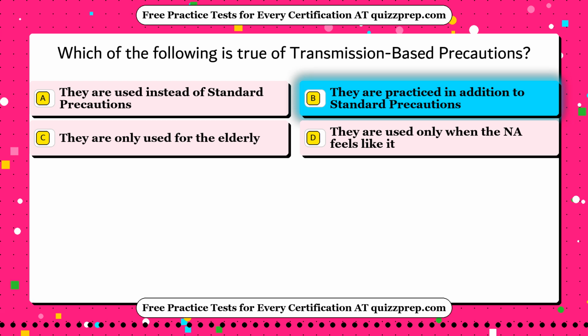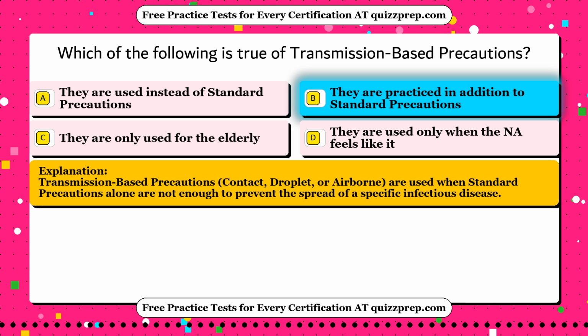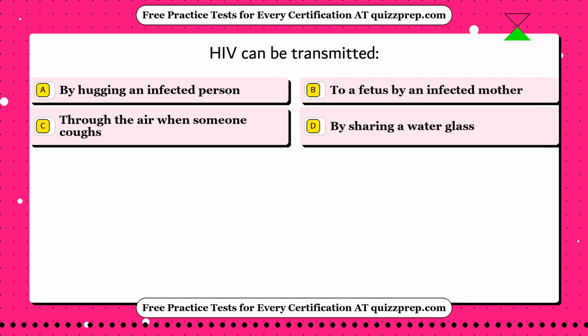The correct answer is option B, they are practiced in addition to standard precautions. Transmission-based precautions, contact, droplet, or airborne, are used when standard precautions alone are not enough to prevent the spread of a specific infectious disease. Question 7.